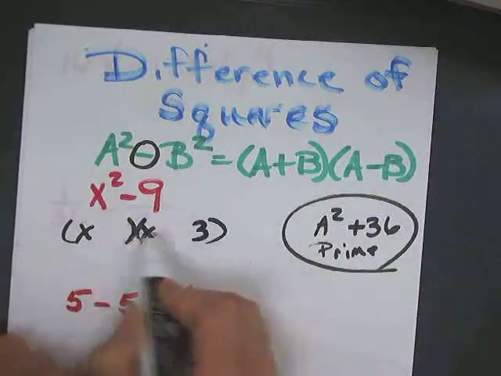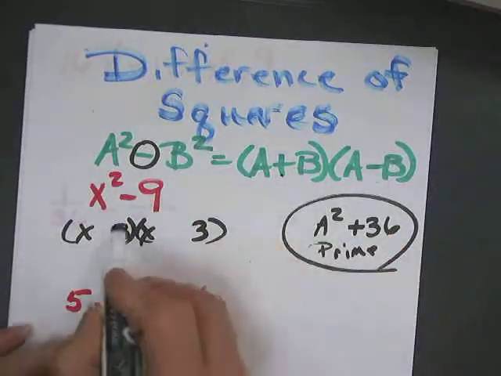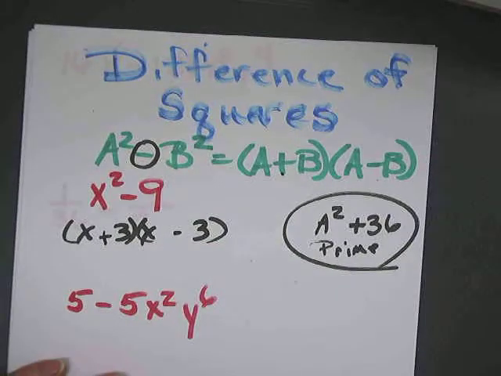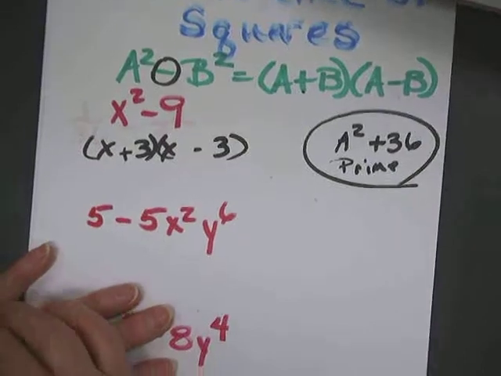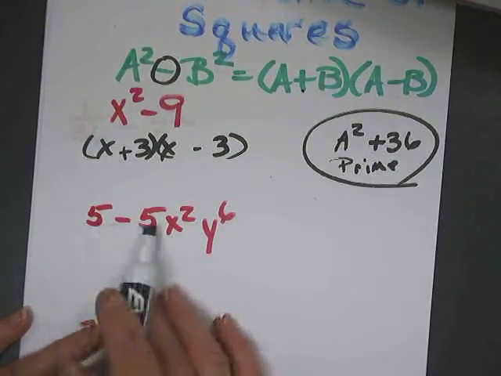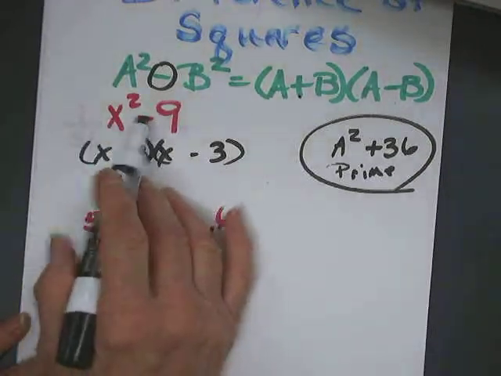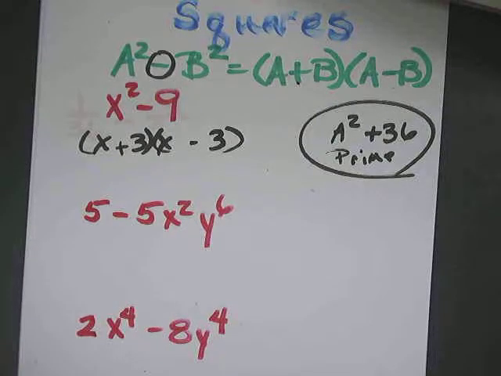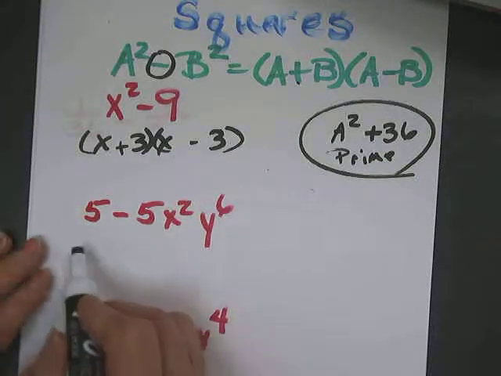Okay, so if it has perfect squares and a minus, it will factor to be the square root of that, which is x, and the square root of that, which is 3. Plus 3, minus 3. Plus and minus, right. You should have done a lot of this in 114.